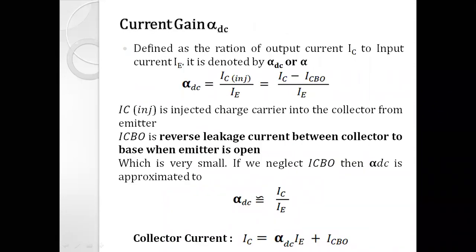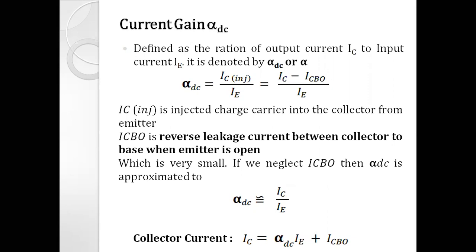Current gain alpha DC, right? Previously we discussed current gain alpha and current gain beta in general, but now this current gain alpha DC is for the common base configuration. Similarly, we will derive the equation of current gain alpha DC for common emitter as well as common collector. The same way, we will go for the derivation of beta DC for each of these configurations, that is, for common base, common collector, and common emitter.